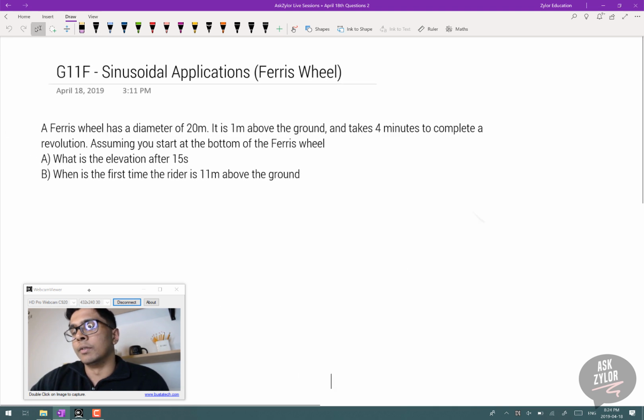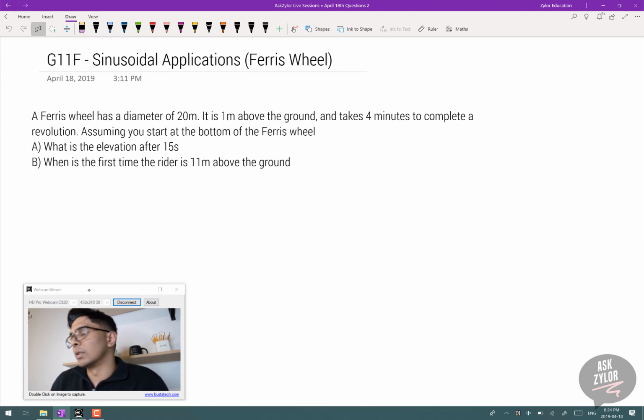So this is a grade 11 functions question, so it's a sinusoidal application. It's telling me there's a Ferris wheel with a diameter of 20 meters, it's 1 meter above the ground, and takes 4 minutes to complete a revolution. Assume you start at the bottom of this Ferris wheel, what's the elevation at 15 seconds?